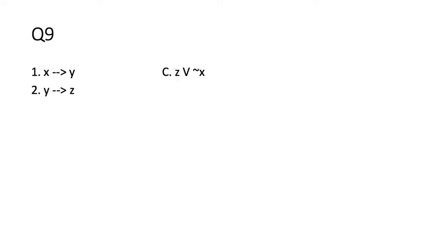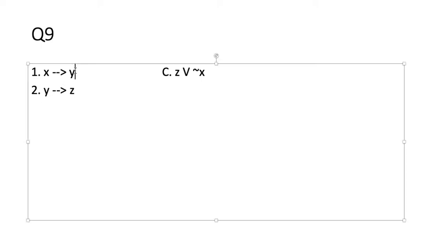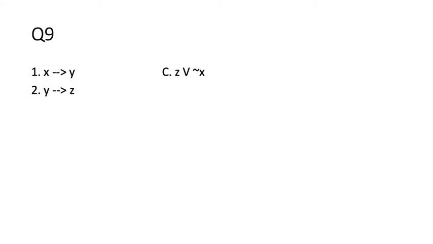Question number 9. What do I have here? Well, what strikes me as a possible move straight up is hypothetical syllogism, because y is the consequent of the conditional on line 1. It's also the antecedent of the conditional on line 2. So I'm just going to do hypothetical syllogism on 1 and 2 to get if x then z.